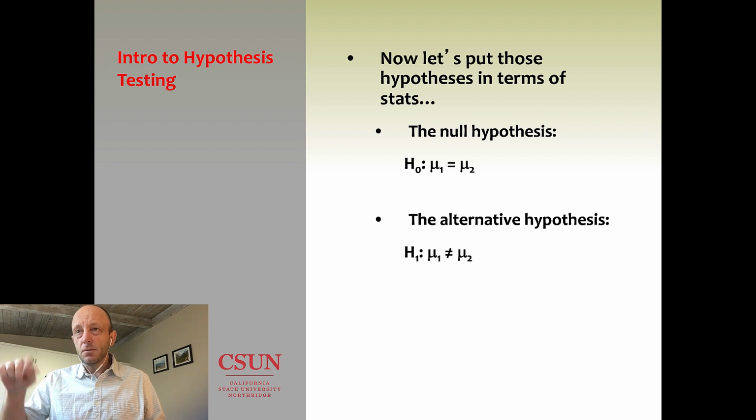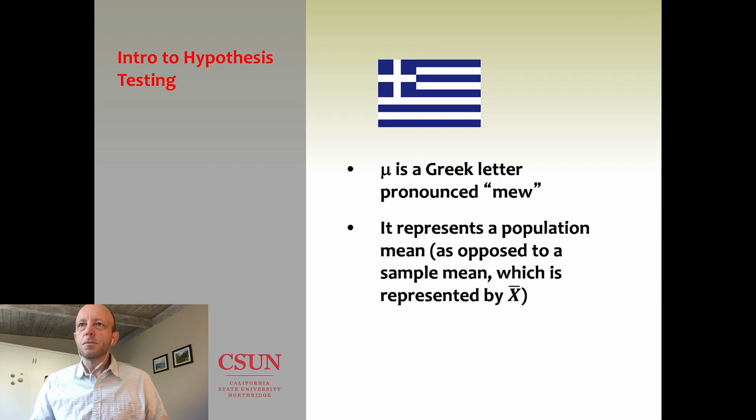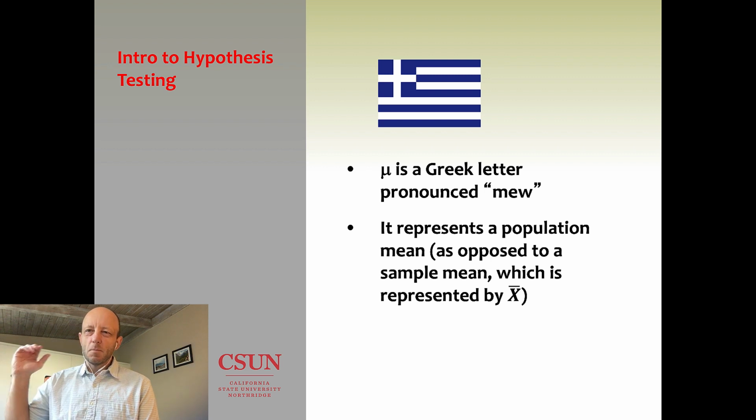The first one, the mu, we're going to talk about this notation, but the first one's mu1, that's the mean for people who... Let me show you this first. Mu is a Greek letter, and it looks like a U with a tail coming off the front, and it represents a population mean.